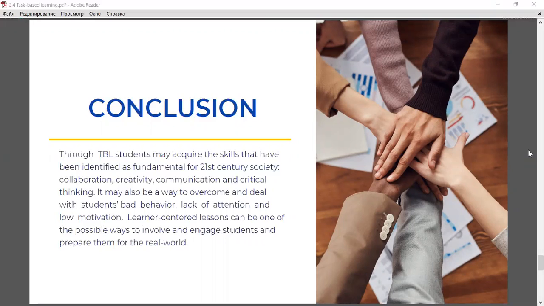So, through TBL, students may acquire the skills that have been identified as fundamental for 21st century society: collaboration, creativity, communication, and critical thinking. It may also be a way to deal with students' bad behavior, lack of attention, and low motivation. Learner-centered lessons can be one of the possible ways to involve students and prepare them for the real world, and TBL is considered to be one of these approaches.